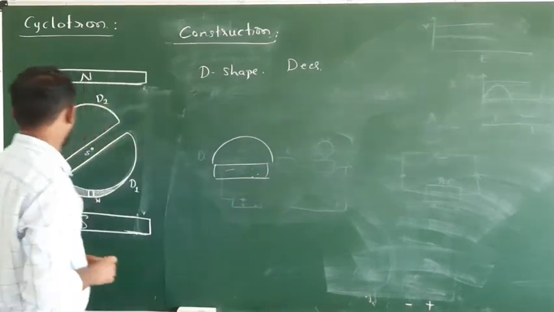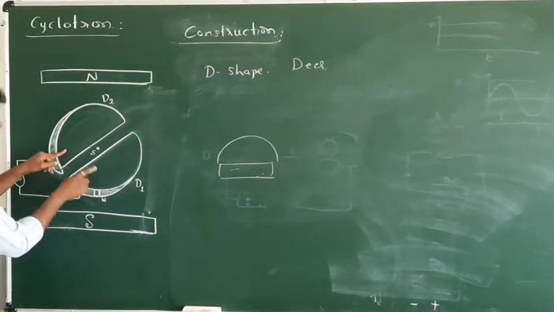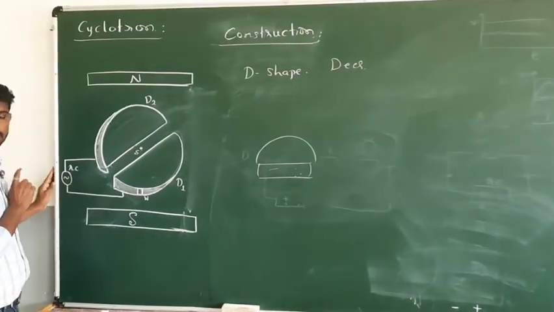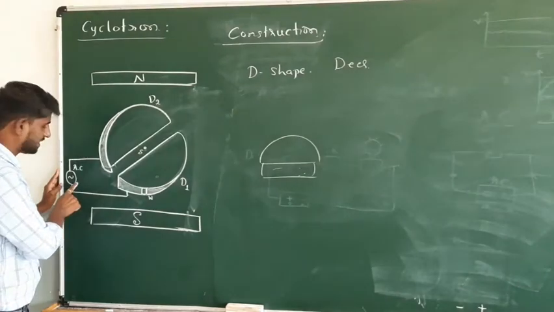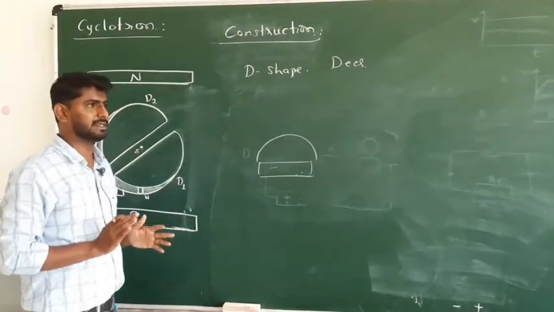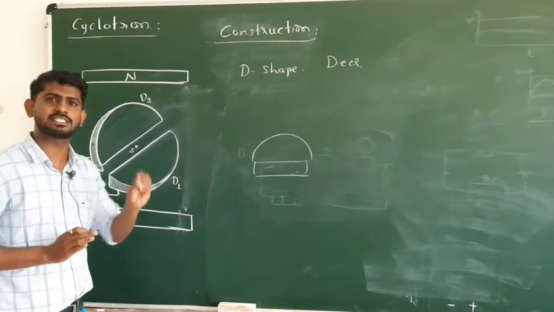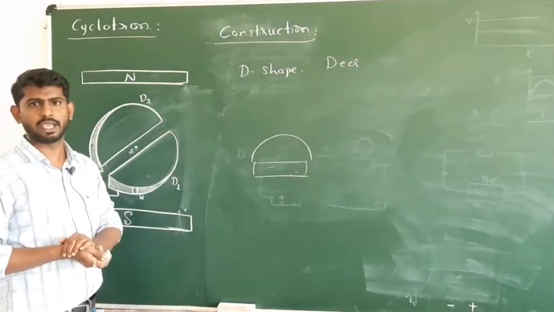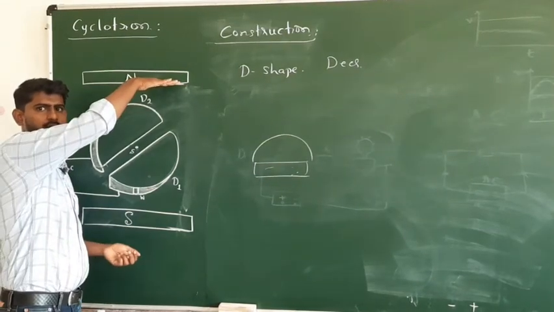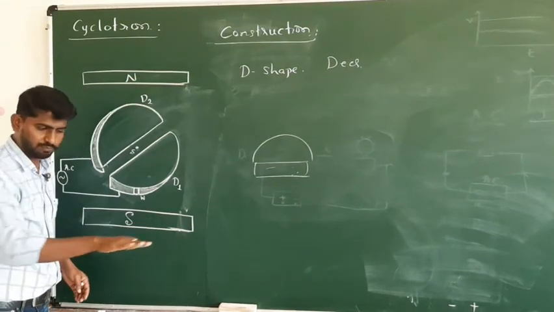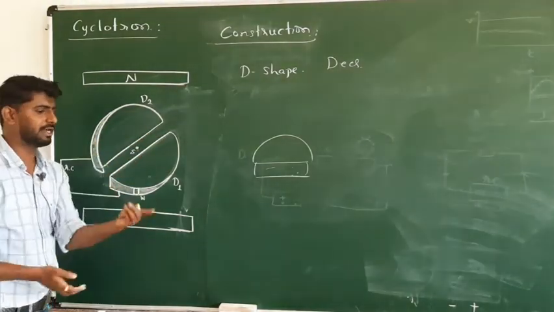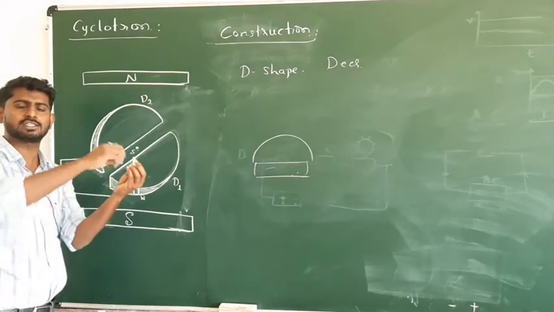Okay, and next, these two Ds are connected to the AC source. These are connected to the AC source. Okay, and then the entire system is placed in presence of magnetic field. Here we have placed a big north pole, and below we have placed a south pole. Between these two, in the middle, there is a source that produces positive charge.